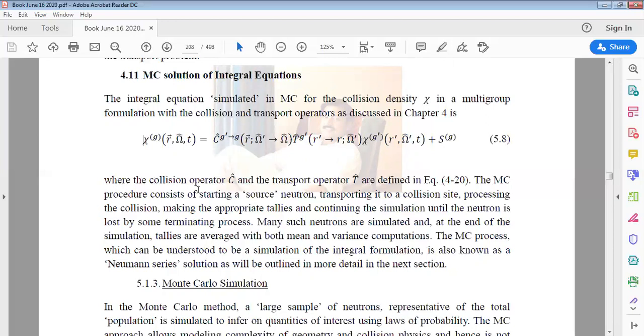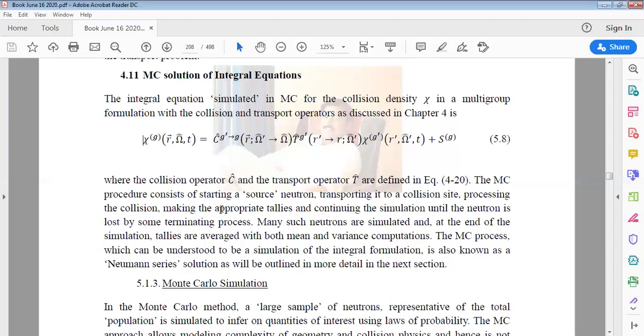The collision operator C hat and the transport operator T hat were defined in a previous lecture. This is in terms of sigma_S over sigma, and this in terms of e to the minus sigma_t multiplied by sigma_t ds. If you go to that lecture and see the explicit forms for the collision operator and the transport operator, you'll see that this is so analytical and so intuitive that it sits there naturally to carry out an MC simulation.